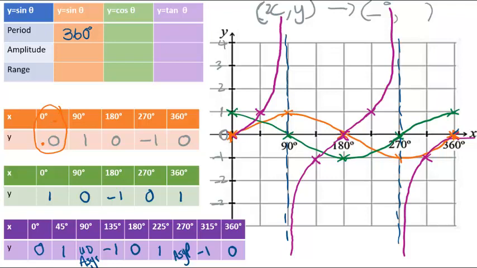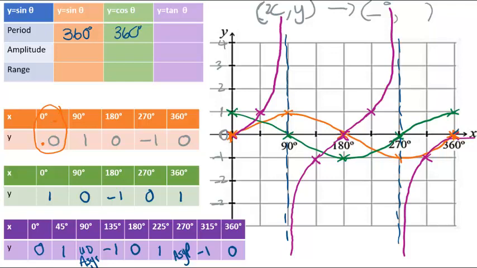For cosine, the same thing. I start at 0, 1. I go down to 180, up to 360, and if I continue, I would start again going down. Therefore, the period of a cosine graph is 360 degrees.